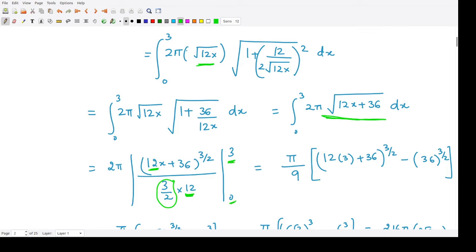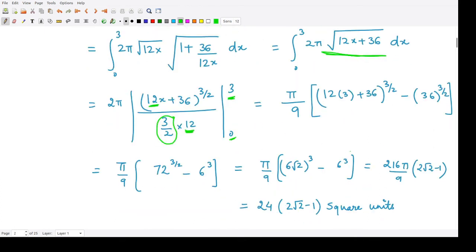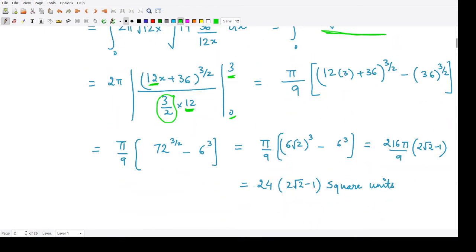So when you substitute the values of the lower limit and upper limit, you will finally have the answer as 24 (2 square root 2 minus 1) square units. So this is the final answer.